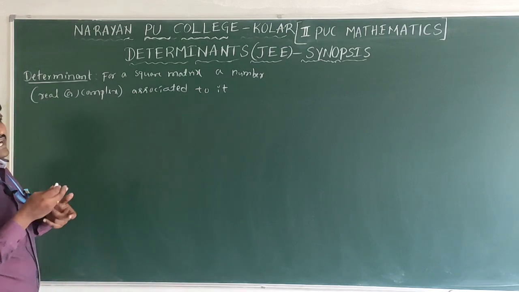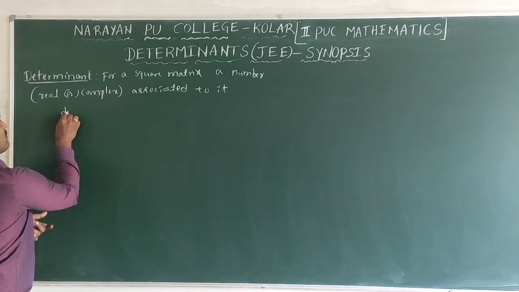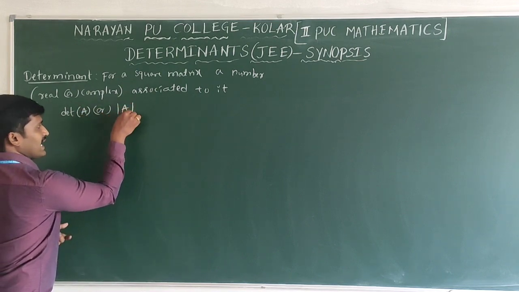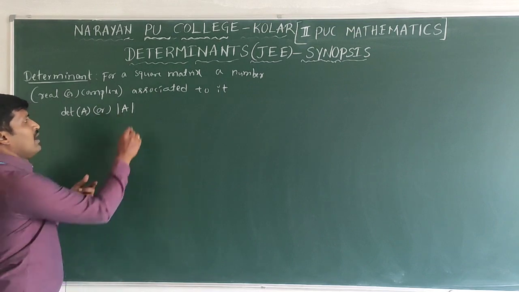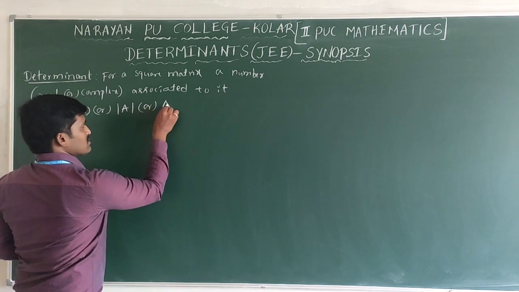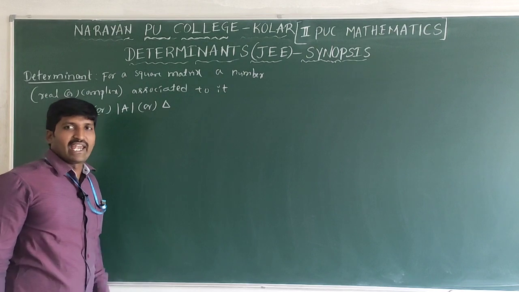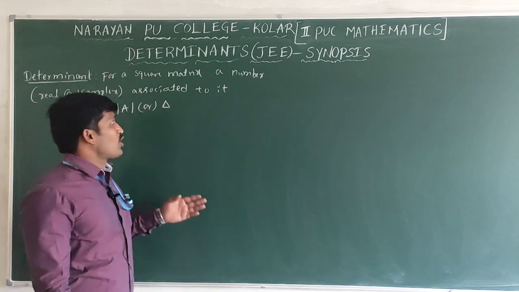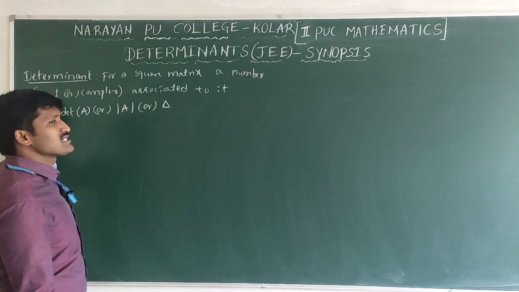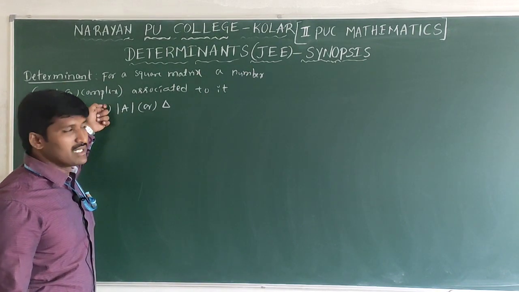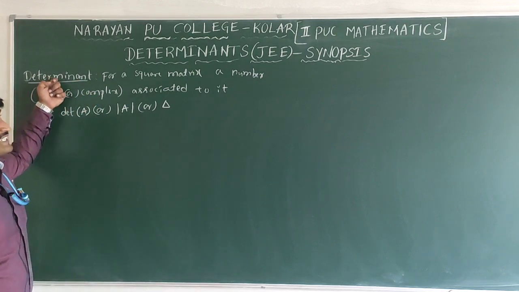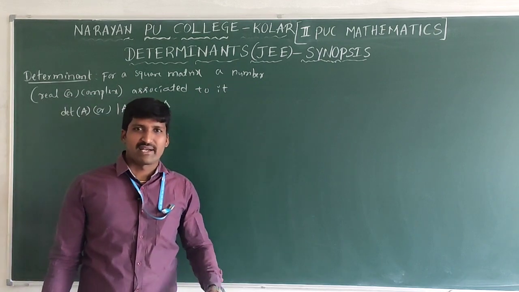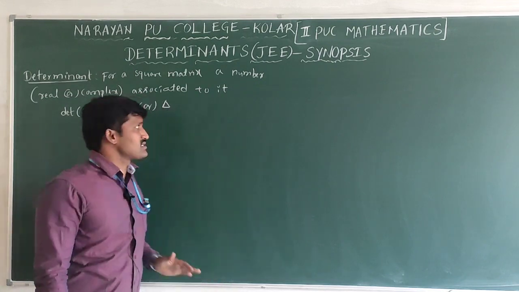Determinant of, for example, if you take matrix A, the determinant of A is denoted by det of A or det A, or sometimes they use the delta symbol also. A number which is associated with a square matrix can be a real number or a complex number, and that value is called a determinant. That means determinant is possible only for square matrices, not for rectangular matrices.